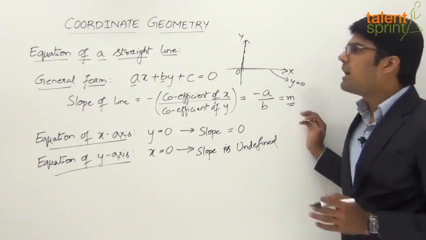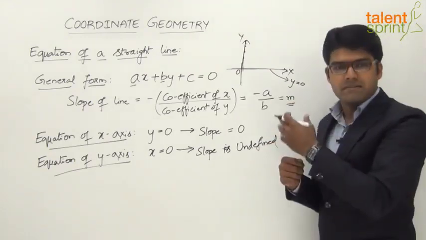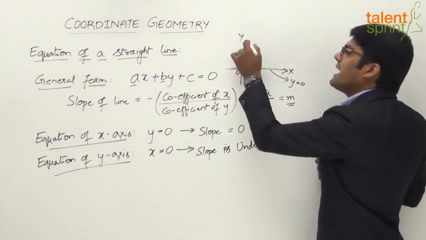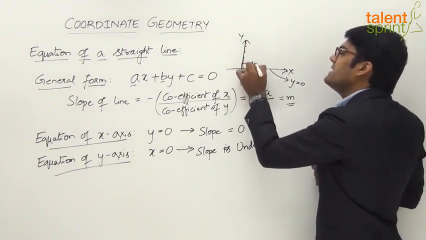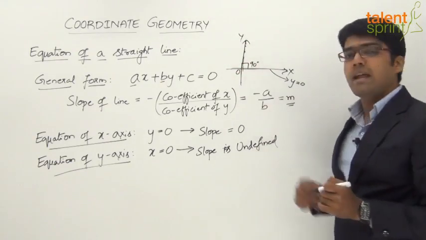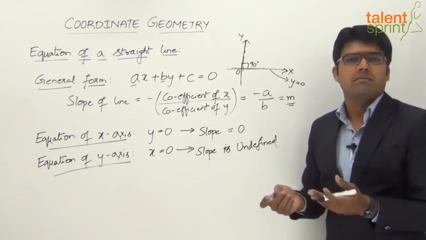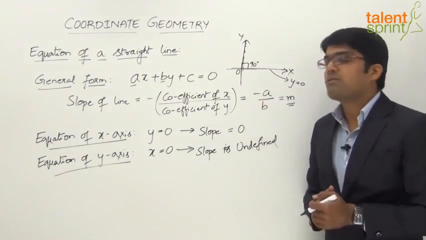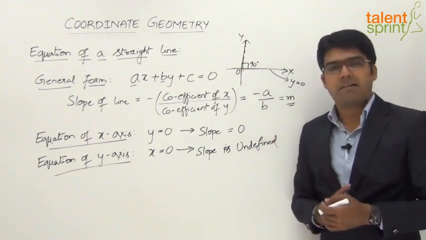What is the reason? Understand, if you go by tan theta, we know that the y-axis makes an angle of 90 degrees with the x-axis. So theta is equal to 90. But what is tan 90? Undefined, right? So the slope of the y-axis should be taken as undefined.